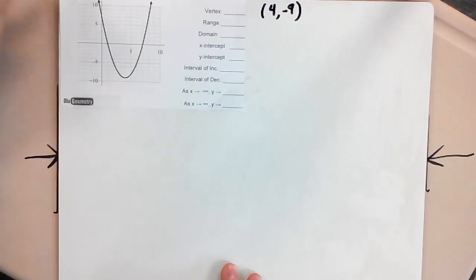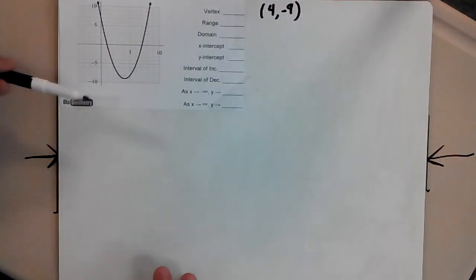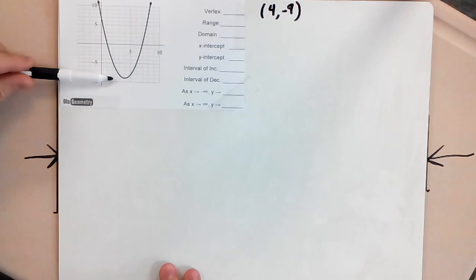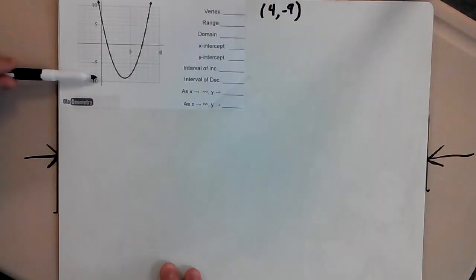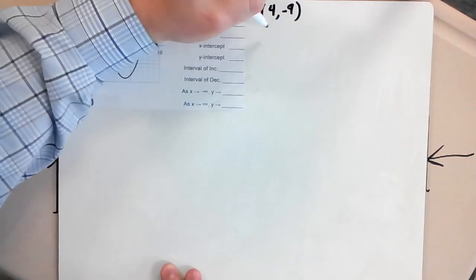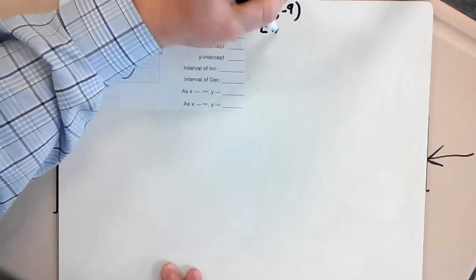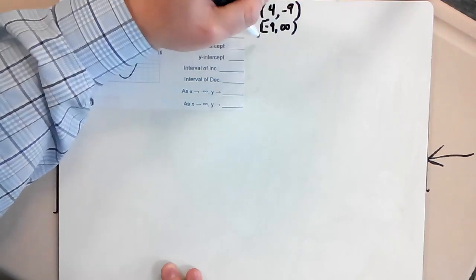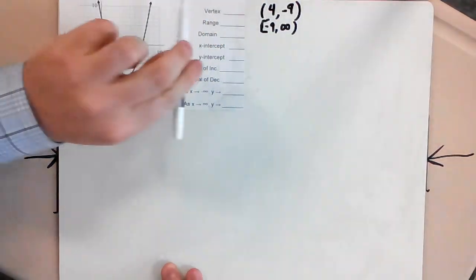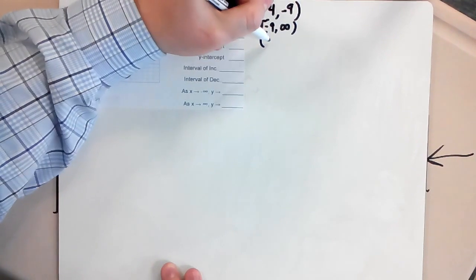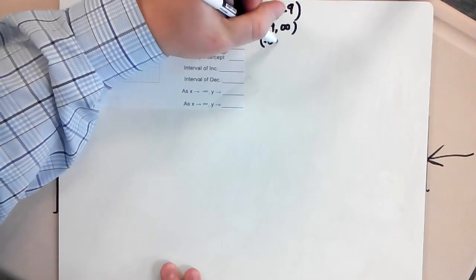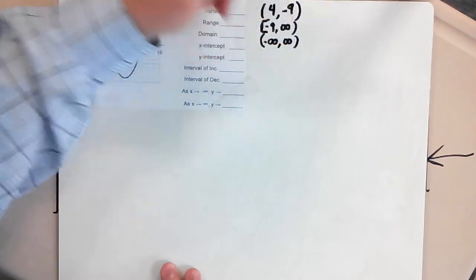Now the range is the limits of the y-axis. So the bottom of this parabola is -9, and we're going up to infinity. So -9, we're going to put a bracket around that, to infinity. The domain, it's always getting wider along the x-axis. So that's -infinity to +infinity.